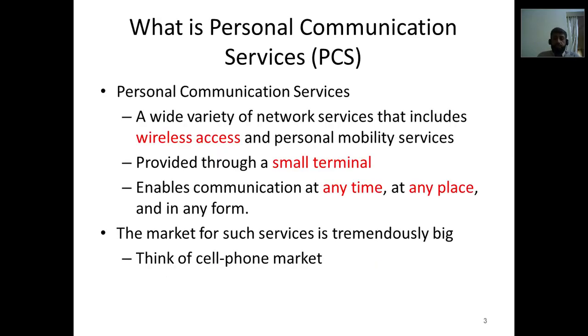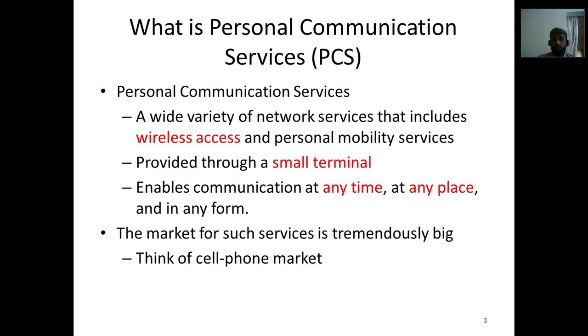In conjunction with wireless communication, a commonly used term is personal communication services, or PCS. So let me start with defining PCS, personal communication services. Actually, this term is used for a wide variety of networks in which we have wireless access as well as mobility for the user as well.